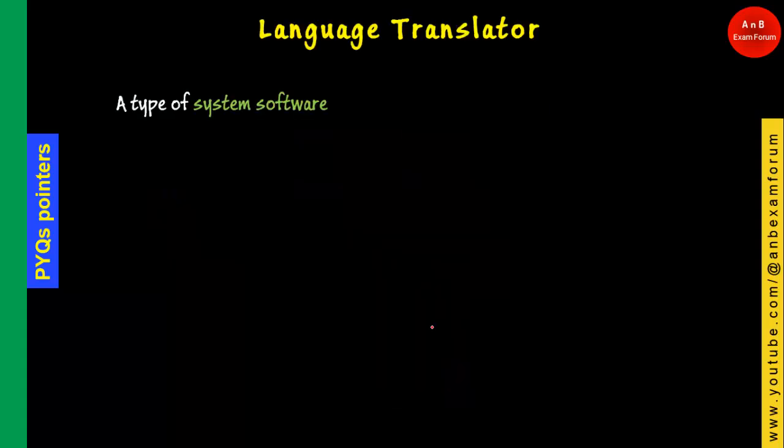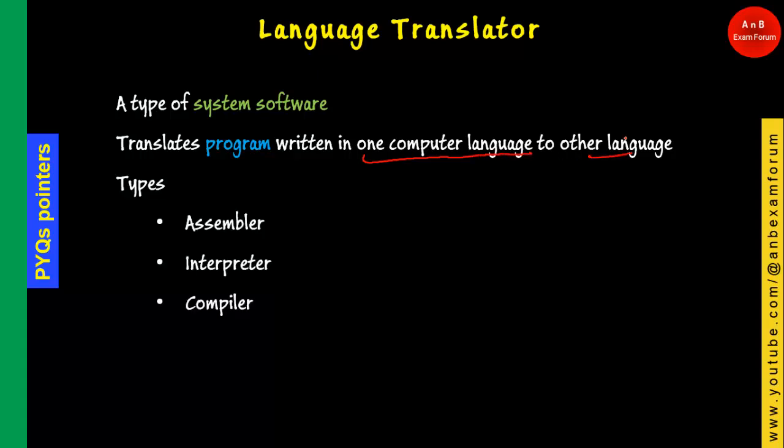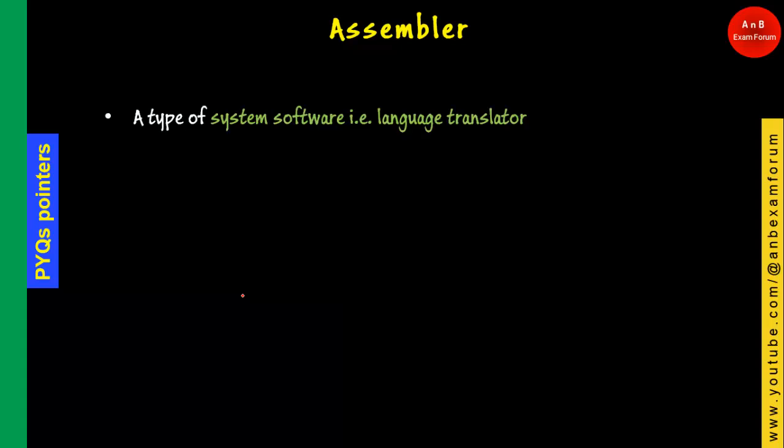So the language translator, as I told you, is a type of system software which translates a program which is written in one programming language to another. For example, an assembler is going to convert assembly language into machine level language. Interpreter and compiler take programs written in high level languages and convert them into machine level languages. So the first one is the assembler.